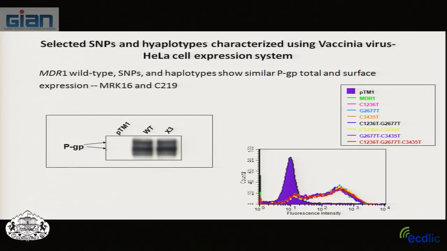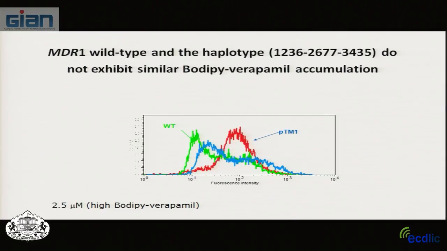And as you can see, there is no change in the total expression or even the cell surface expression. I explained to you the antibody we use, MRK16, which detects an external epitope. So you can use HeLa cells after expressing proteins. You do not have to permeabilize the cells or anything. You can just add antibody and secondary antibody with FITC or PE, and you can detect. This is the flow cytometry data with a histogram. So the higher the fluorescence intensity, it shows you that there is expression. And in all cases, you can see the expression is similar, showing that the haplotype and these other mutations do not have an effect on the expression.